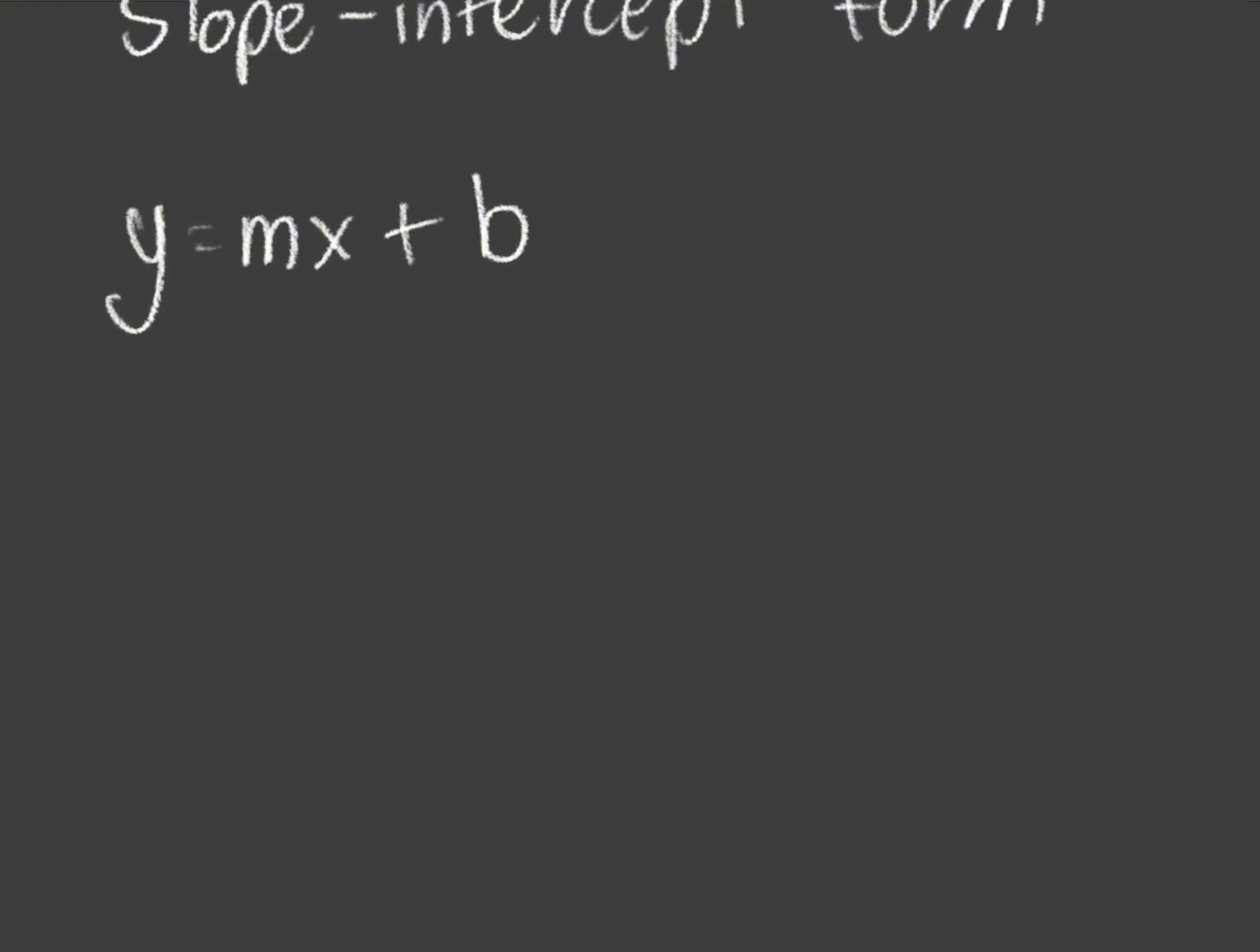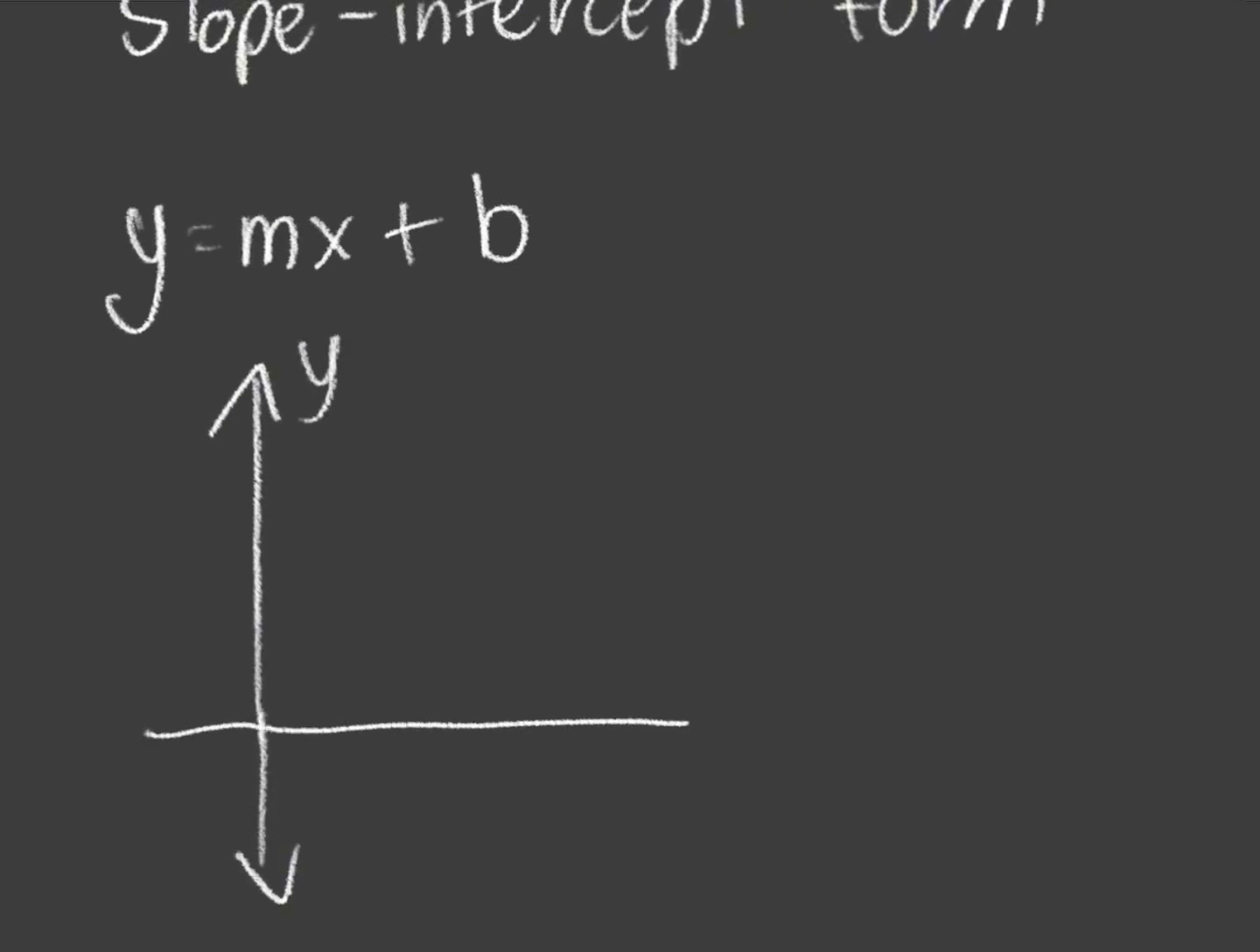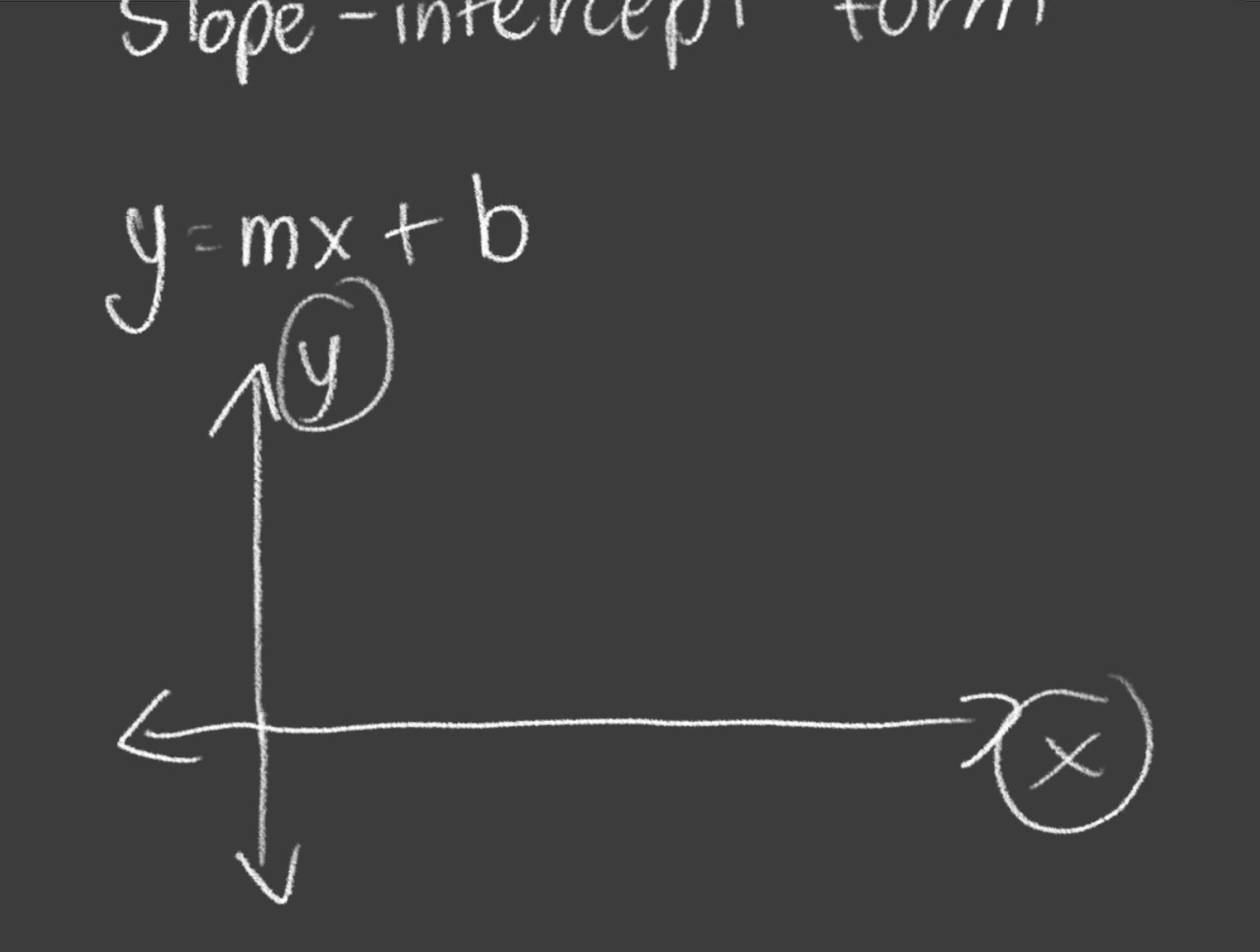So let's first sketch out a simple graph like this. Your y-axis is here. That's your y-axis. X-axis is here. So we've got an arbitrary line to represent. So that's our line right there.